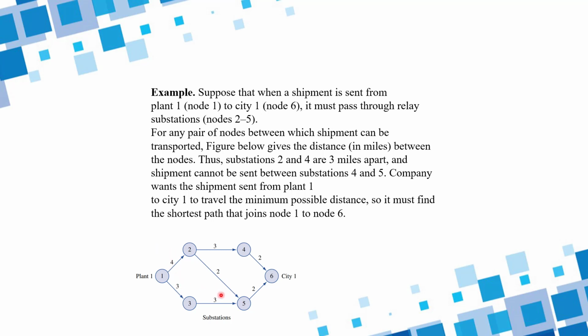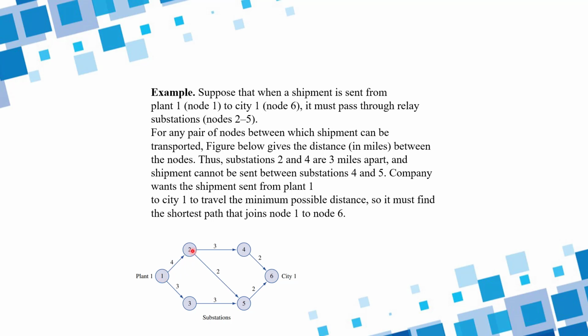Now, as you see, these numbers represent the miles. So what is the shortest path in this case? You can say either I go from node 1 to 2 to 5 to 6, or from node 1 to 3 to 5 to 6, or from node 1 to 2 to 4 to 6. Then you see the shortest, while keeping in mind the constraint that you need to go through the relay substations, nodes 2 to 5. In this case, substations 2 and 4 are 3 miles apart from each other, and the shipment can't be sent between substations 4 and 5. There is no line or path going from 4 to 5, but the company still wants to ship the shipment from plant 1 to city 1 in this case. So find the shortest path.